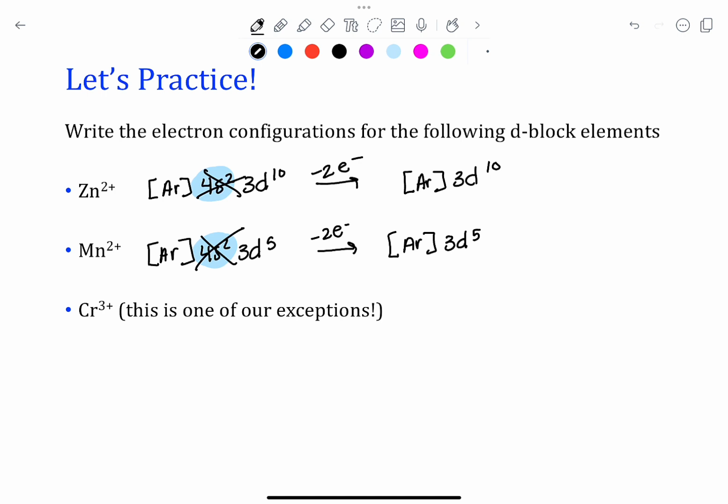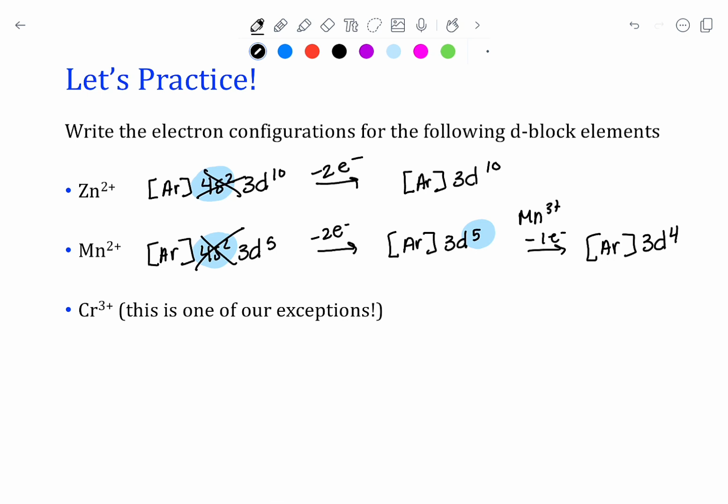Now if I wanted to make it manganese 3 plus, I would then subtract off another electron. That electron would come from here, so I would be left with argon 3d4.